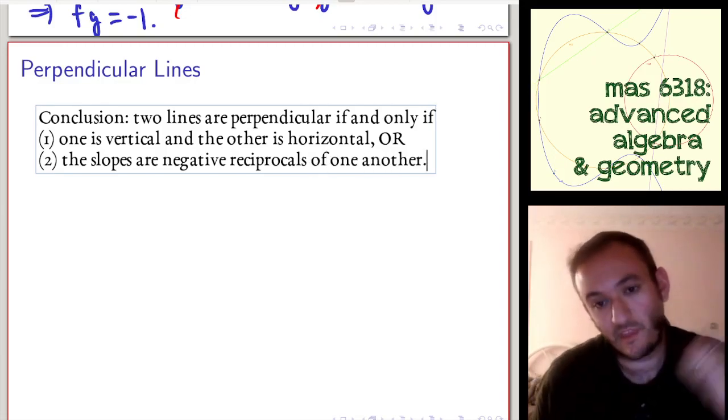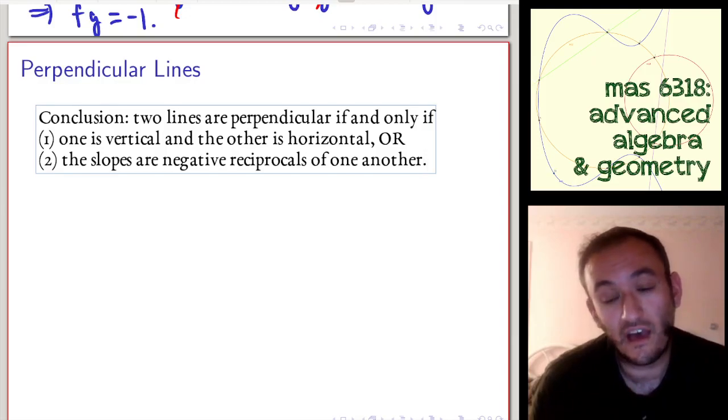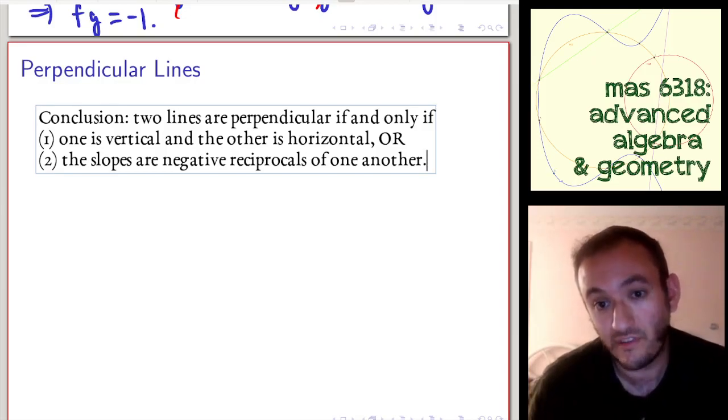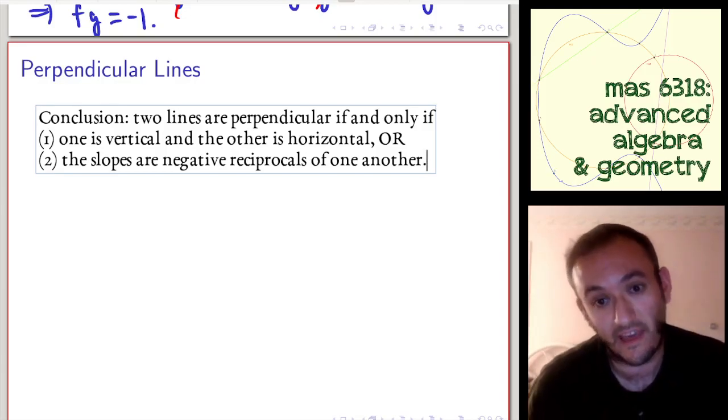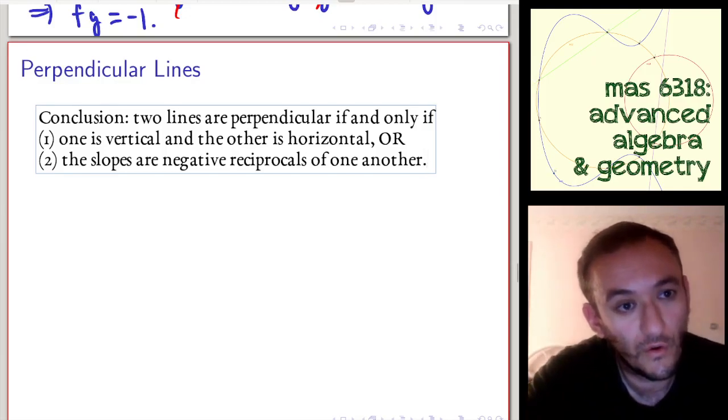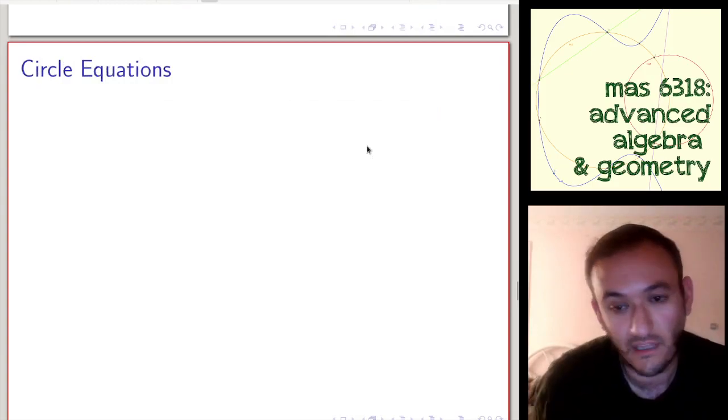Okay, and that's something that you may have learned in high school without fully deriving it. If you have two lines that are perpendicular, their slopes will be negative reciprocals, meaning that when you multiply them together, you get negative 1. Cool. So let's take that and keep moving.